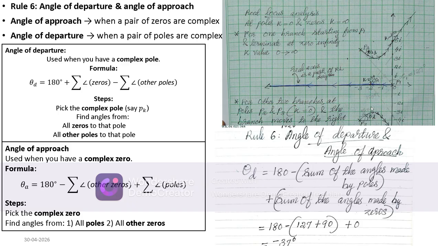So in order to find the angle of departure, what you have to do is pick the complex pole.